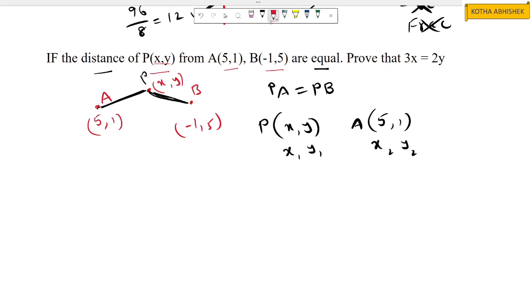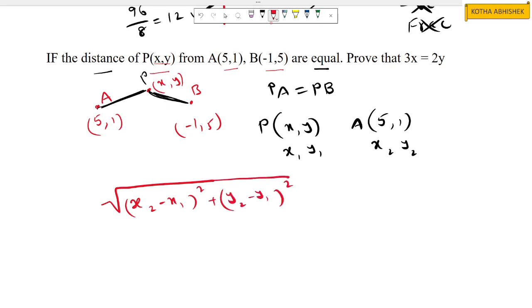Now let us substitute in the distance formula: under root x2 minus x1 whole square plus y2 minus y1 whole square. Here equals under root x2 is 5 minus x1 is x whole square plus y2 is 1 minus y1 is y whole square. Now this is PA distance, right? Let us find out the same way PB distance also then.